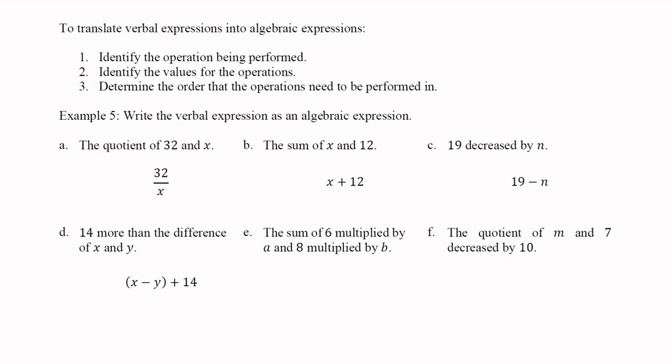The sum of 6 multiplied by a and 8 multiplied by b. Okay, so 6 multiplied by a is 6a. 8 multiplied by b is 8b. And we're going to take the sum of those two things. So that gives us 6a plus 8b. The quotient of m and 7 decreased by 10. So the quotient of m and 7 is m divided by 7, and then we subtract 10 from it.